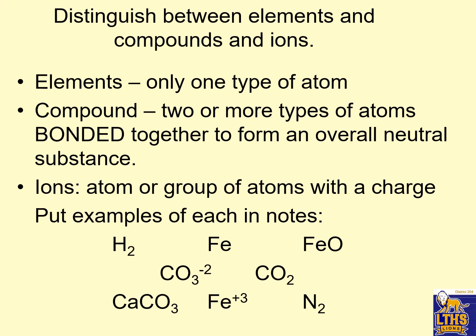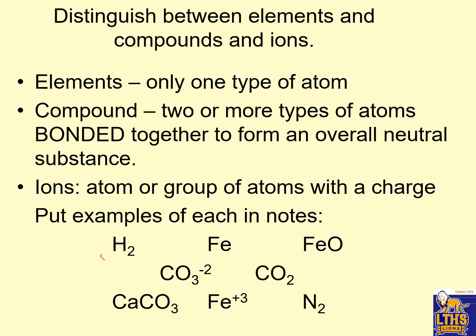So we have to tell the difference between elements, compounds, and ions. Elements only have one type of atom. Compounds have two or more types of atoms bonded together to form an overall neutral substance. And ions are atoms or groups of atoms that have a charge. So please write this and an example of each in your notes.